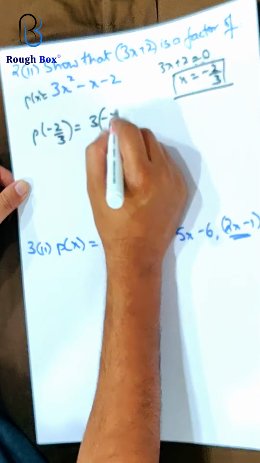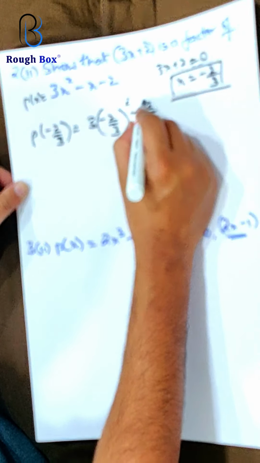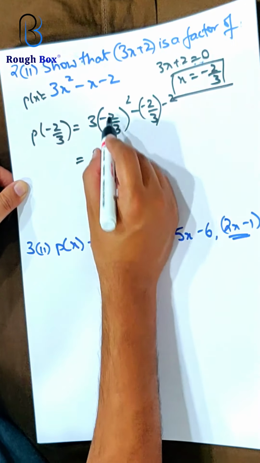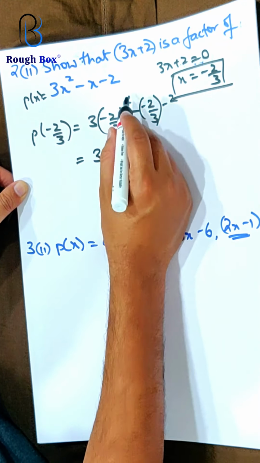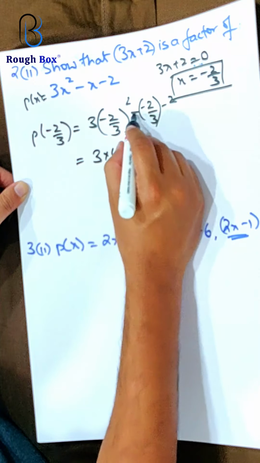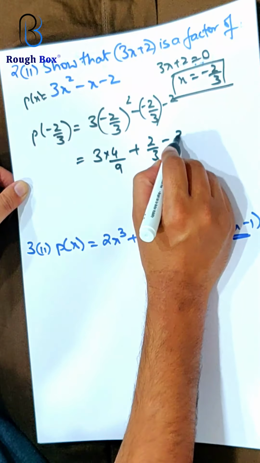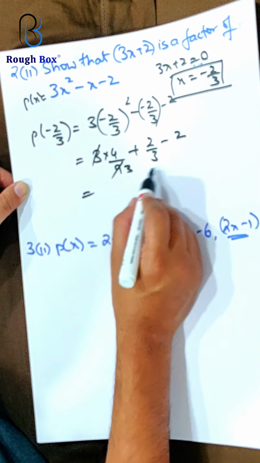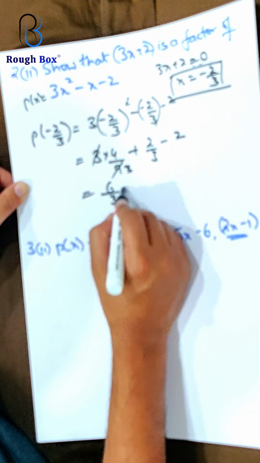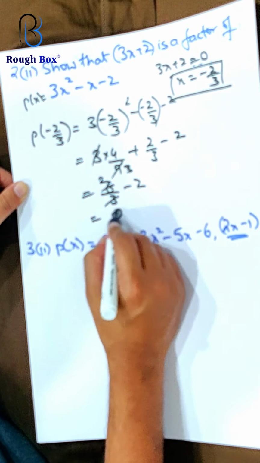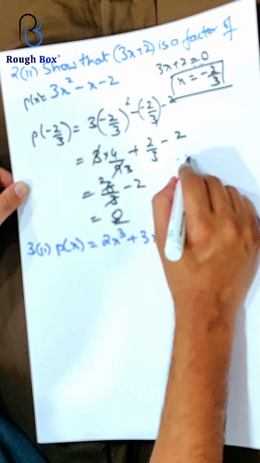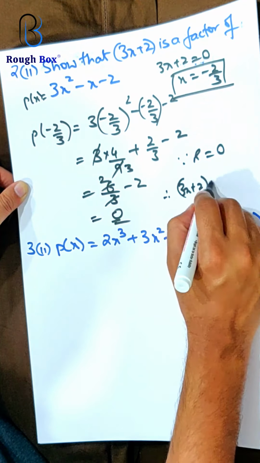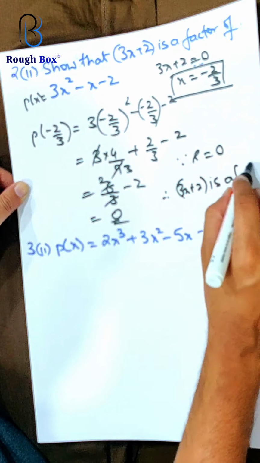3 times minus 2 by 3 square. Minus 2 by 3 squared, the negative becomes positive, so 2 square is 4 upon 3 square, which is 9. Minus minus becomes plus 2 by 3, minus 2. 3 ones are 3, 3 3s are 9. So 4 plus 2, since the denominators are the same, is 6, which cancels. So 2 minus 2 becomes 0. So you say since remainder equals 0, therefore 3x plus 2 is a factor.